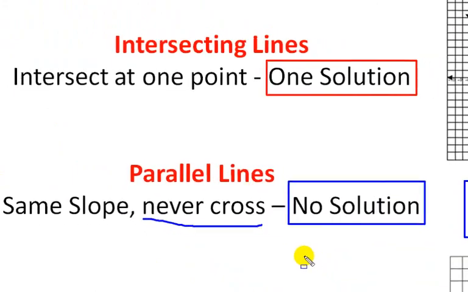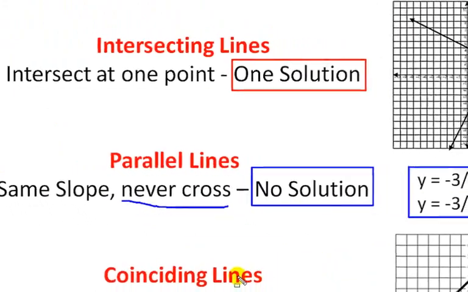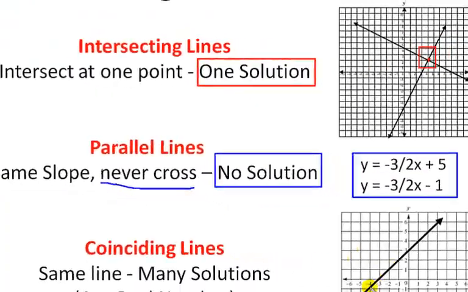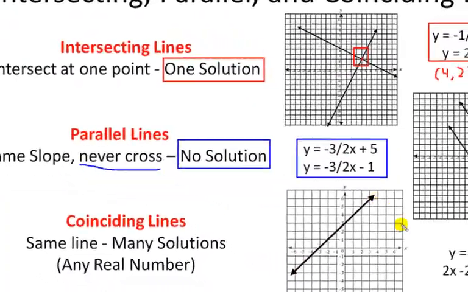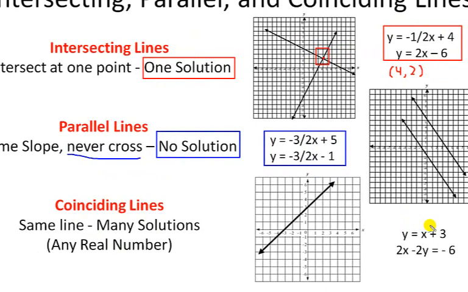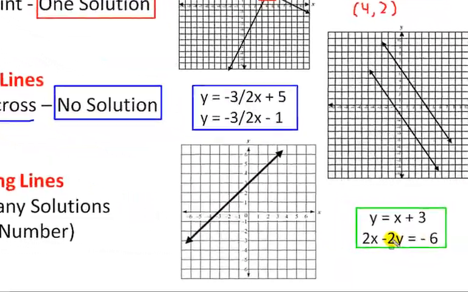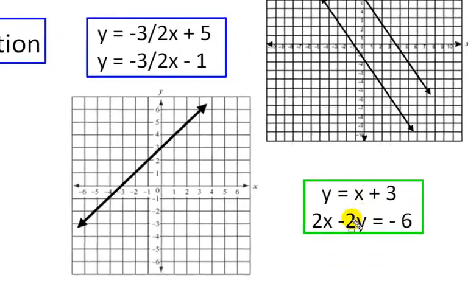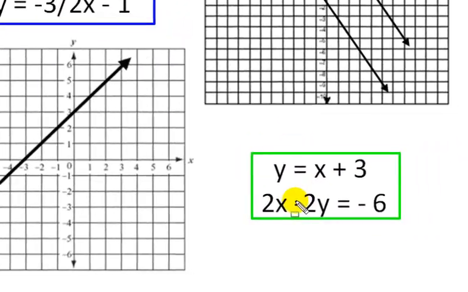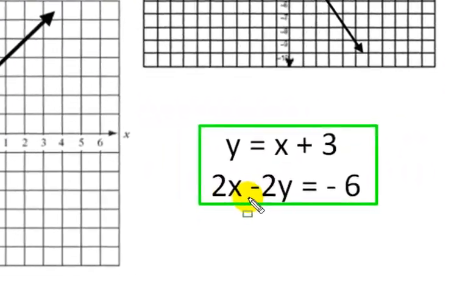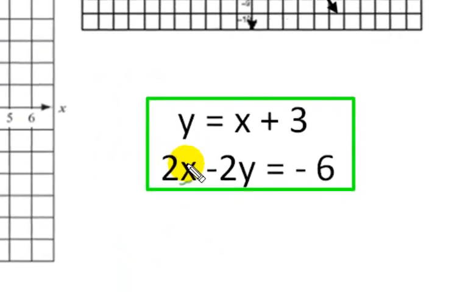Alright, the third case is if we have coinciding lines. That means that our lines actually end up being on top of each other, or it ends up being the same equation. So over here, I wrote out my two equations, and when I graphed them, they ended up being on top of each other. I didn't write this bottom one as y equals mx plus b, slope-intercept form, because I wanted you to see that you can't always tell that they will be coinciding lines just by looking at them. You have to write them in slope-intercept form. So I'm going to go ahead and write this bottom one in slope-intercept form.